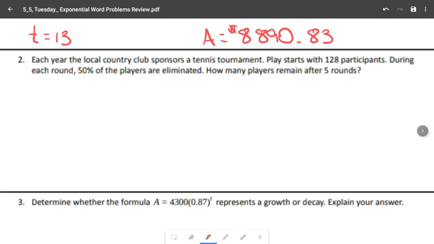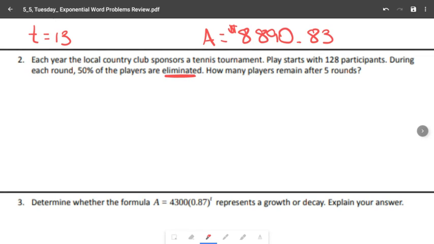Question 2. Each year, the local country club sponsors a tennis tournament. Play starts with 128 participants. During each round, 50% of the players are eliminated. How many players remain after 5 rounds? So again, go through your keywords. First one is the word continuously here. No, so we move to the second keyword. Is the word compound here? No, so that means we're dealing with either growth or decay.